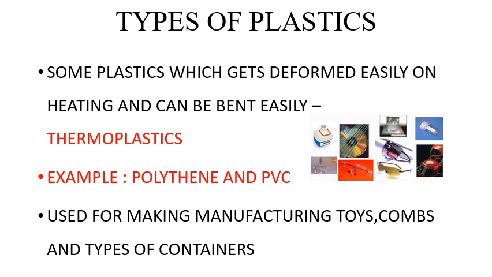Types of plastics. There are two types of plastics, namely thermoplastics and thermosetting plastics. Some plastics which get deformed easily on heating and can be bent easily are called thermoplastics. Example, polythene and PVC. Thermoplastics are used for making toys, combs and types of containers.